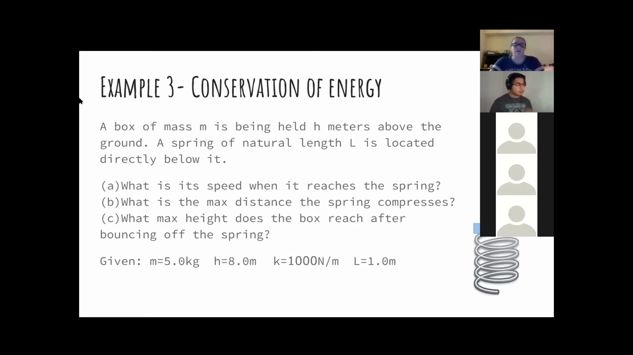The questions here are, what is the speed when it first reaches the spring? What distance does the spring compress? And then what height does the box reach after bouncing off of the spring? So we're going to solve all of these parts, and I will move this over to the whiteboard so that we can work on it.